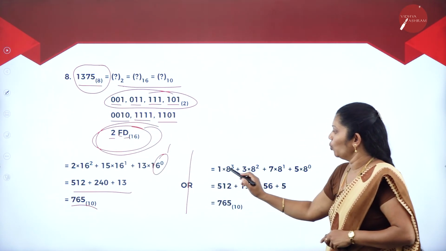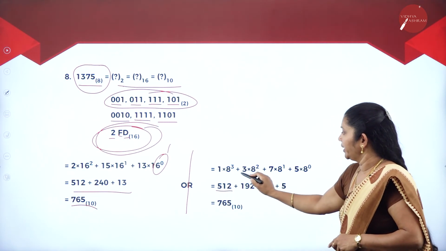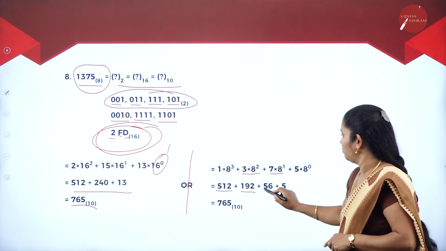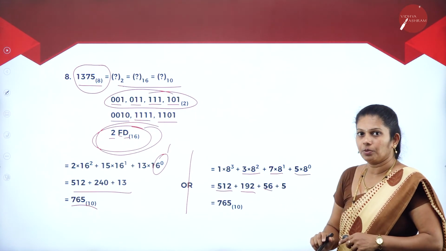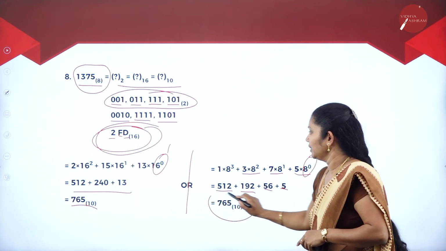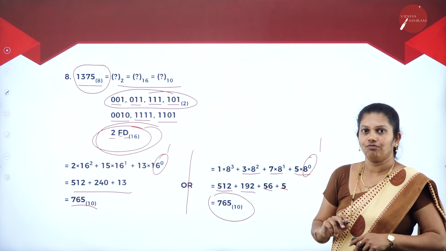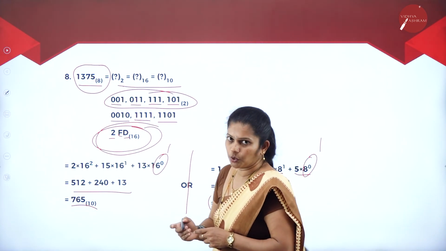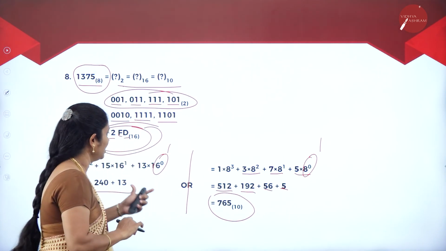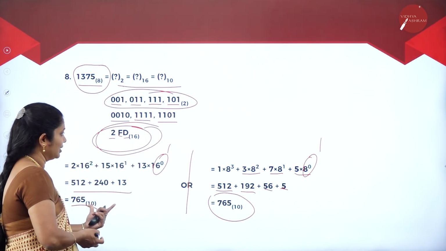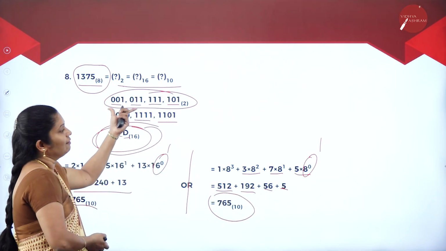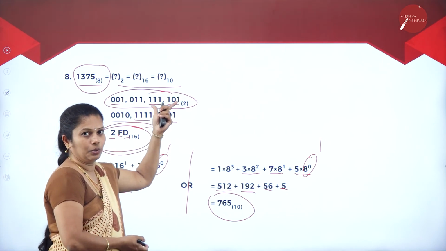Then the calculation: 1 into 8 cube is 512. 3 into 8 square is 192. 7 into 8 to the power of 1 is 56. Then 5 into 8 to the power of 0 is 5 only, because that power represents 1. Then when you add, we get 765. It means that whichever number you want, we are able to convert, and you are going to get the same result. Here I used the hexadecimal number, here I used the octal number. If you want, you can find the result by using a binary number also.